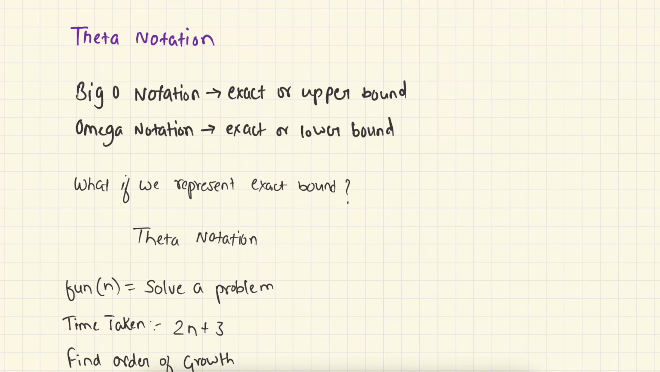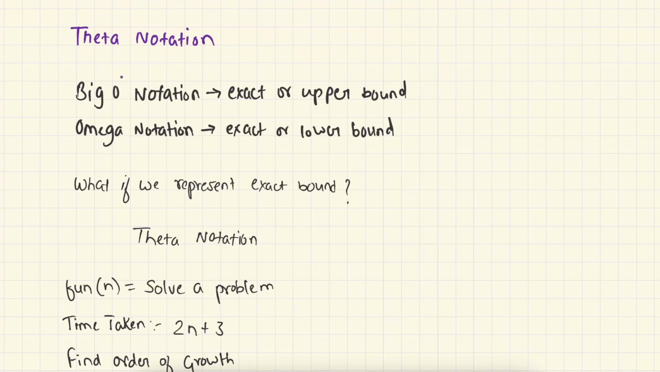So let's get started. In previous videos I talked about big O notation and omega notation. Big O notation is used to represent the exact and the upper bound of an algorithm, and omega notation is used to represent the exact and the lower bound of an algorithm. So what is meant by lower and upper bound?